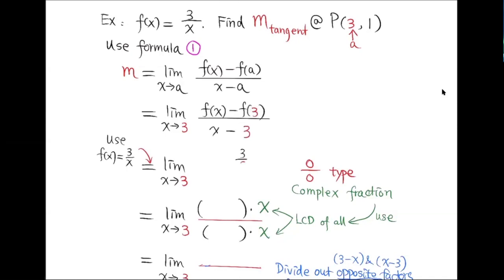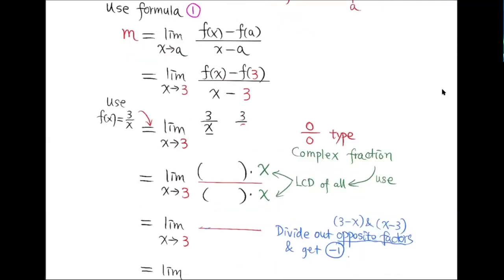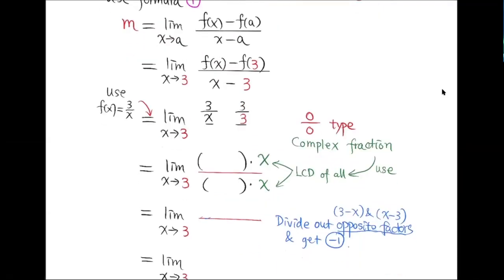So a is 3. So we substitute 3 into a. Now this function is f of x equals 3 over x. So this is the limit as x approaches 3. F of x here will be 3 over x. F of 3 here is 3 over 3. So we got this limit over here.